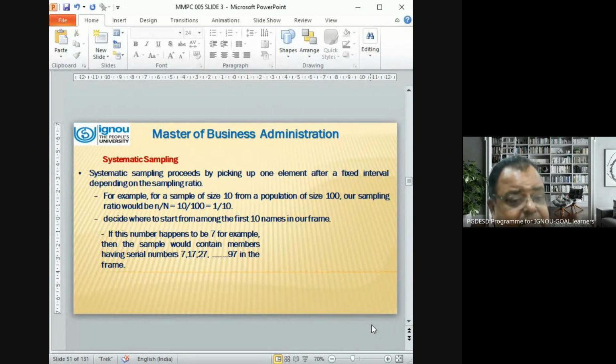So that means we will start numbering from 1, and after leaving 10, either we can start from 1 or we can start from 2. The number choice is yours. But the second element will be after a gap of 10. Suppose we take numbers 1 to 100. We started from 7. So our first sample number will be 7, and the second will be 17, and the third will be 27, and the last one will be 97. That means leaving 10.